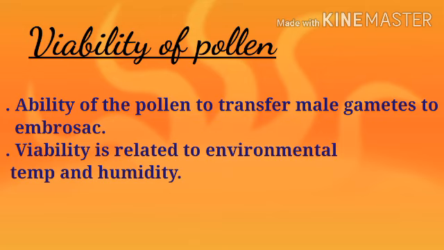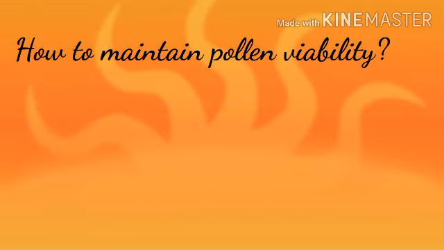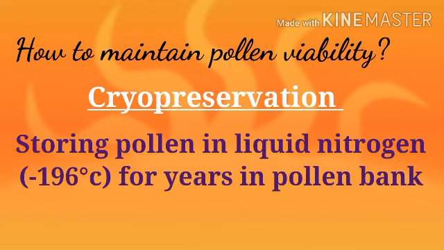Now, how can we maintain pollen viability? The method is cryopreservation. Cryopreservation is a method of storing pollen in liquid nitrogen at -196 degrees Celsius, and it can be stored for many years in a pollen bank. You might have studied or heard about gene banks. Similarly, there are pollen banks for storing pollen. Normally we use this method for crossbreeding programs and also for many research studies.